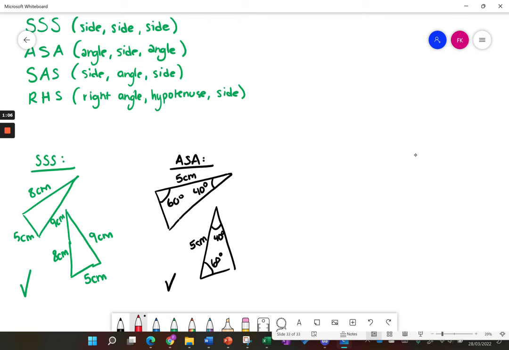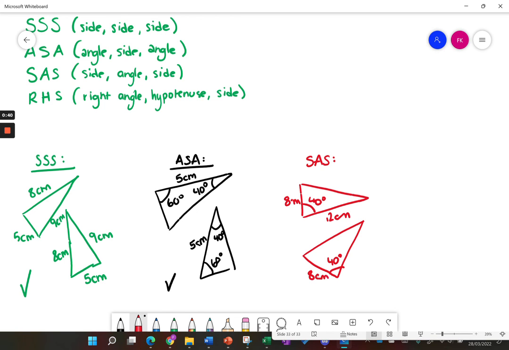We then have SAS, so side, angle, side. Again, if we have 2 triangles, they've got to have the same angle in between the 2 sides which are the same. So if we say these are 40 degrees and 40 degrees, then this would be 8 centimeters and 12 centimeters, and again 8 centimeters and 12 centimeters. So these 2 are congruent following the SAS rule.